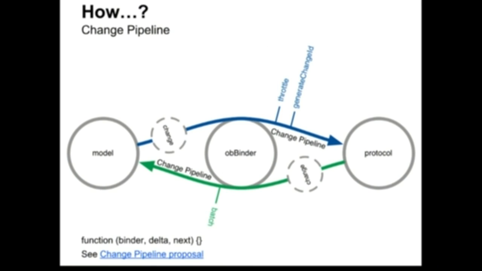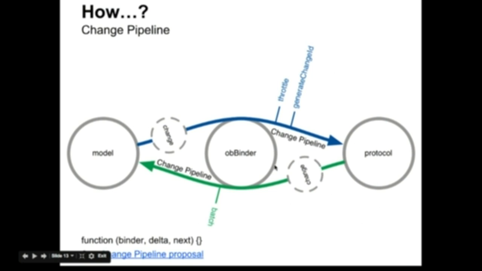But there are cases where you want to apply some other behavior or process changes before they get to the protocol. So there's this change pipeline concept, which I've implemented and am reworking now. Essentially how it works is when a change comes from the model, the OmniBinder registers that change and kicks off a change pipeline to the protocol. And in that pipeline, I can implement a series of middlewares with a signature like the one I have here, binder, delta, next, where I can do whatever I want to look at the delta.